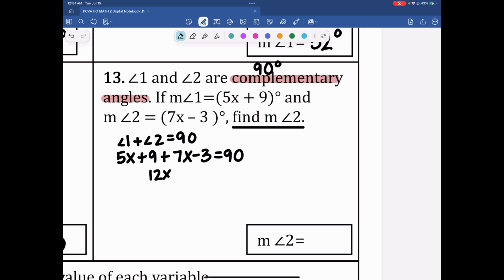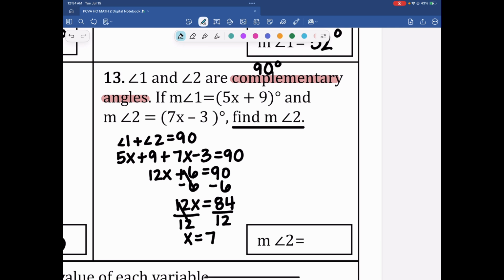Combine like terms, so that's going to be 12x plus 6 equals 90. Subtract 6 on both sides. So 12x equals 84. And then we're going to divide by 12. So if I divide by 12, that means that x is equal to 7.